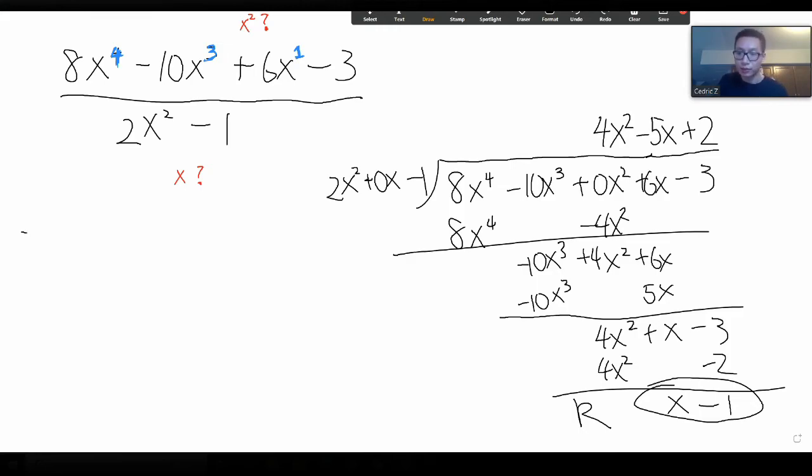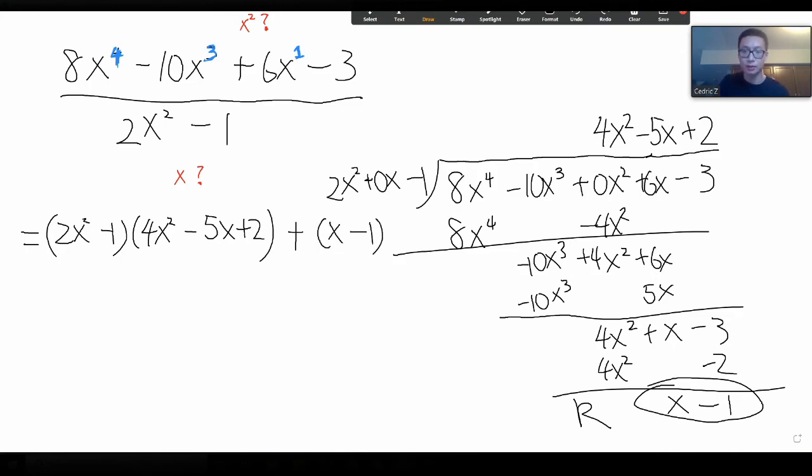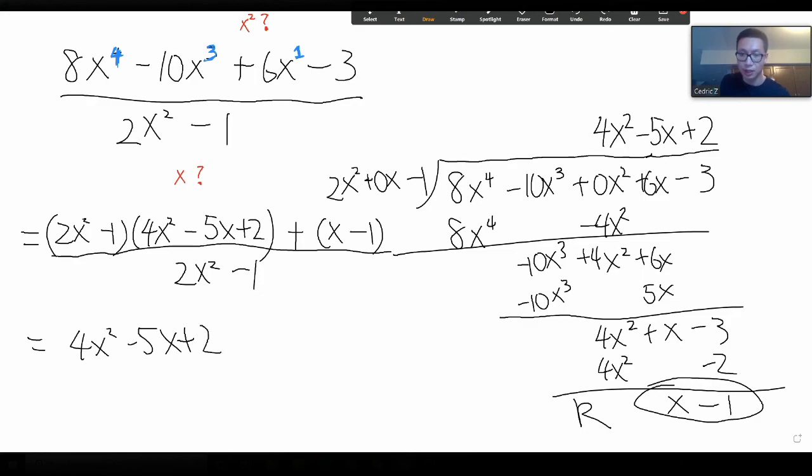So that means I can rewrite this fraction as 2x squared minus 1, my divisor, multiplied by my quotient, 4x squared minus 5x plus 2, then plus the remainder, which is x minus 1. And of course, divide everything by my divisor, just the denominator. Then, of course, we can rewrite this as 4x squared minus 5x plus 2, then plus x minus 1 over 2x squared minus 1.